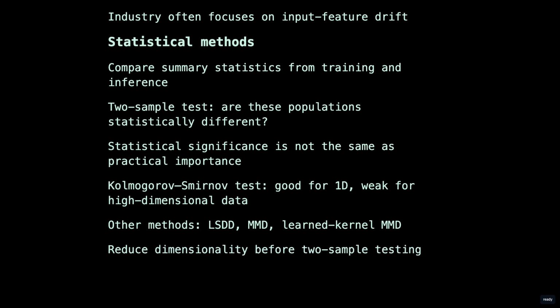Because high-dimensional data makes these tests harder to use well, dimensionality reduction is often a smart pre-processing step. It can make the comparison more stable and easier to interpret before you run the actual test.